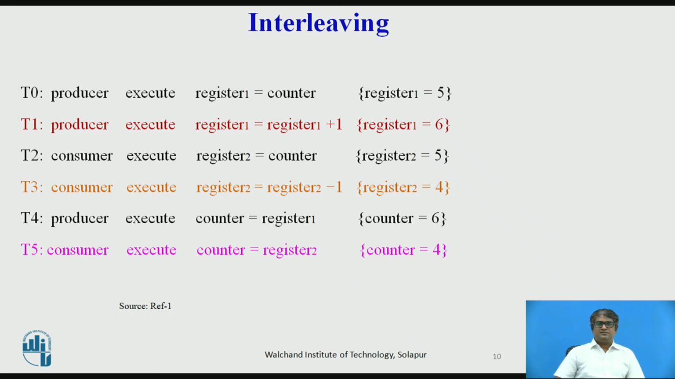When several processes access and manipulate the same data concurrently, and the outcome of the execution depends on the particular order in which the access takes place, it is called a race condition. To protect against the race condition, we need to ensure that only one process at a time can be manipulating the variable counter.